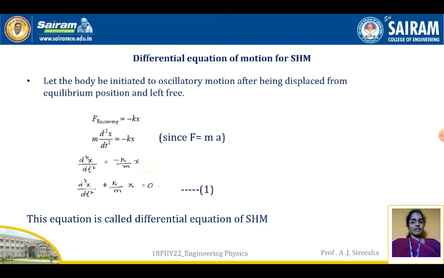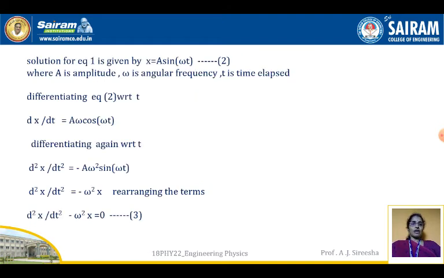So substituting that value as a in F restoring is equal to minus kx, we get m d square x by dt square is equal to minus kx. Rearranging the terms, d square x by dt square is equal to minus k by m into x. Bringing the minus term to the left hand side, d square x by dt square plus k by m into x is equal to 0. This equation 1 is called the differential equation of simple harmonic motion.